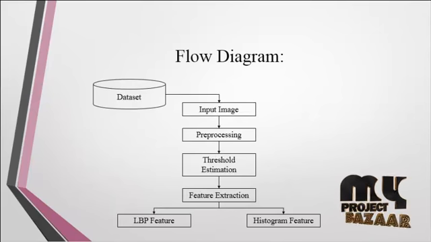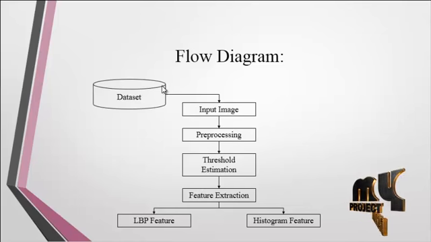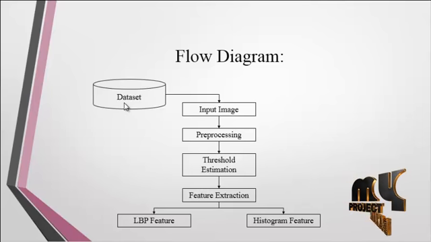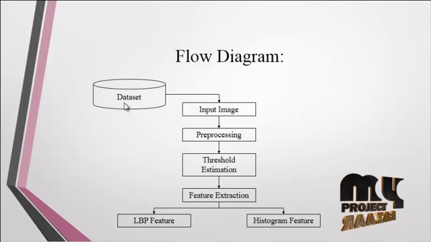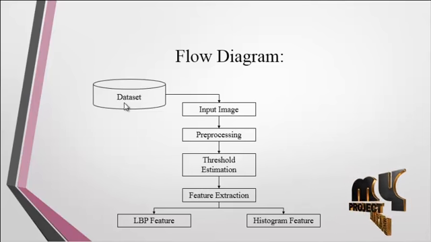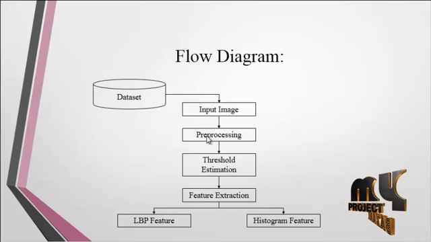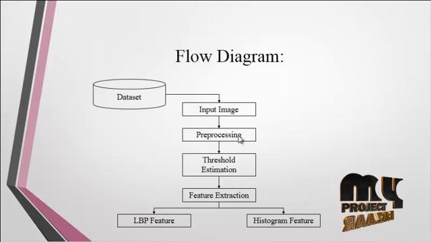Now we discuss the flow diagram for the process. At first, the input image is taken from the dataset. The dataset is a folder which consists of several input images in formats like JPG, PNG, TIFF, etc. Then after getting the input image from the dataset, the input image undergoes a process called pre-processing.